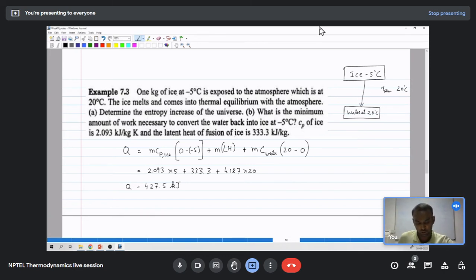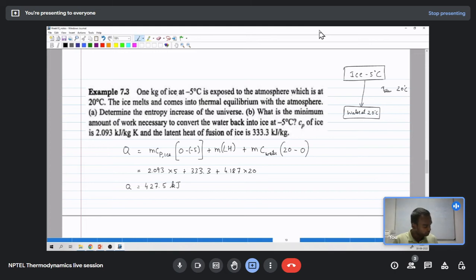Now we need to calculate the entropy increase of the universe. That means we need to calculate the entropy increase of the system, the ice water system, and then the atmosphere, and then add both of them.